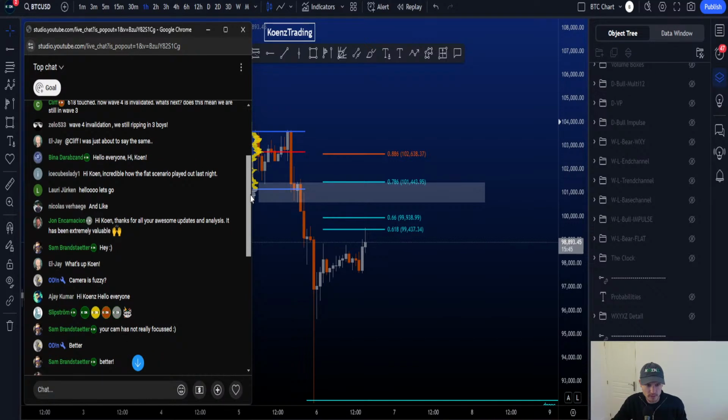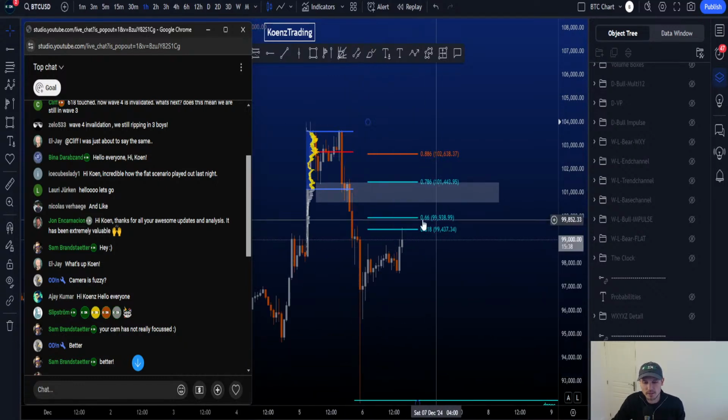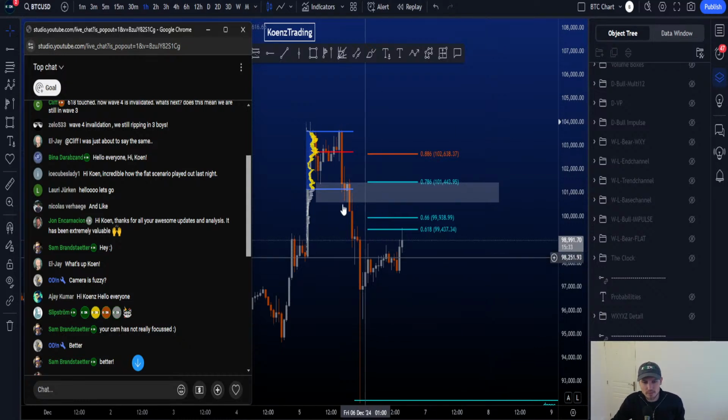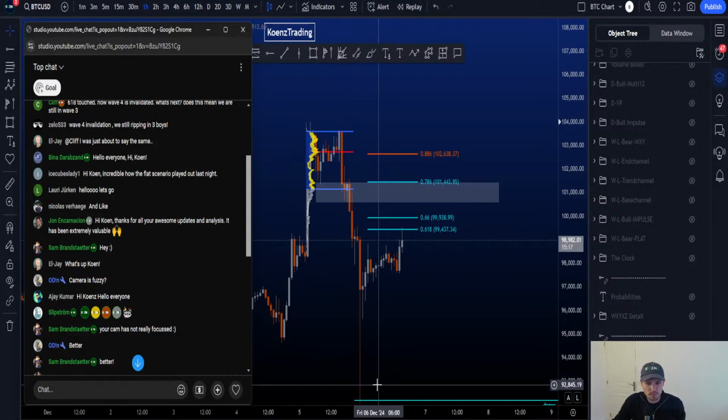Incredible how the flat scenario played out last night. Honestly, the flat didn't play out because we never got a wave 5 down, because 4 is now invalidated. But the probabilities, when we hit 100K, 100.063 on my chart, were higher for a bigger corrective structure. And we basically went down all the way to pretty much 90K. So it was very nice indeed.